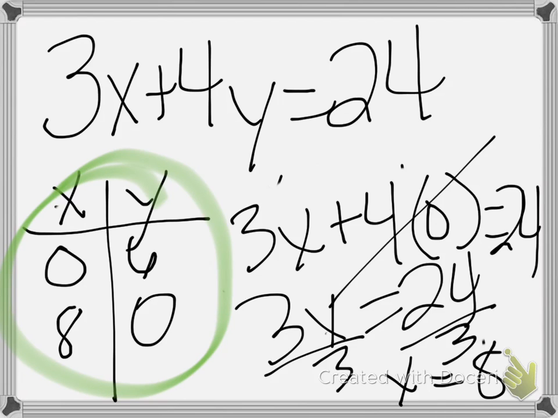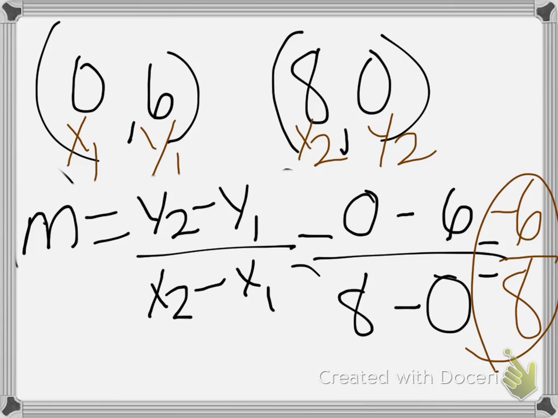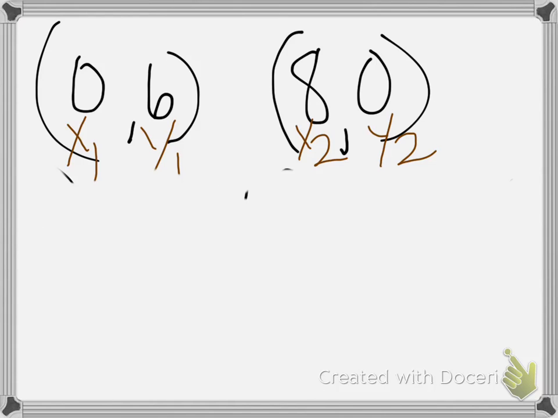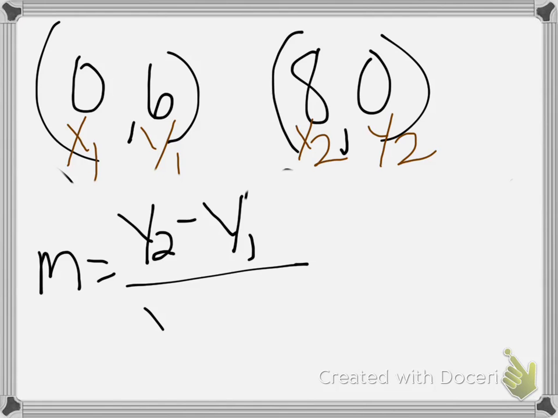I'm going to label them and plug them into my formula. There we go, I already have it solved here. Let me erase. Alright, so step 1 was identify the 2 points. So we have 0, 6 and 8, 0. Step 2 was to label them x1, y1, x2, y2. Step 3 is write your formula, y2 minus y1 over x2 minus x1.